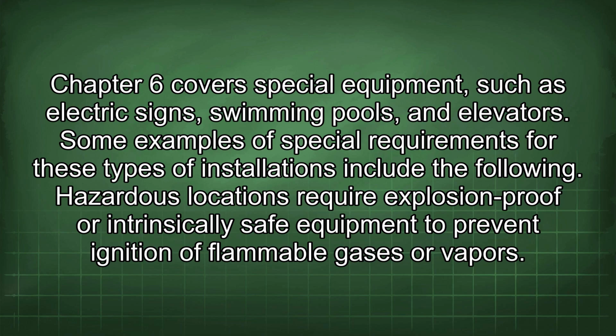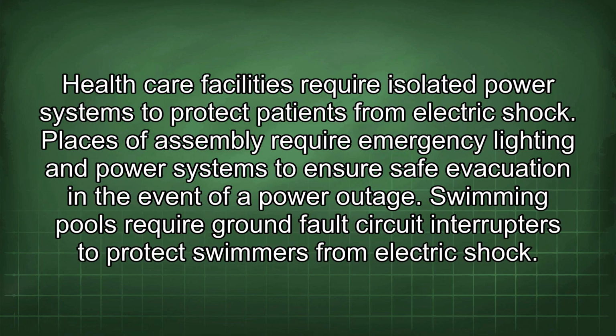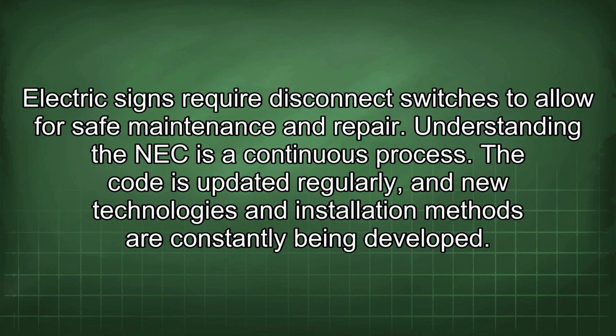Hazardous locations require explosion-proof or intrinsically safe equipment to prevent ignition of flammable gases or vapors. Healthcare facilities require isolated power systems to protect patients from electric shock. Places of assembly require emergency lighting and power systems to ensure safe evacuation in the event of a power outage. Swimming pools require ground fault circuit interrupters to protect swimmers from electric shock. Electric signs require disconnect switches to allow for safe maintenance and repair.